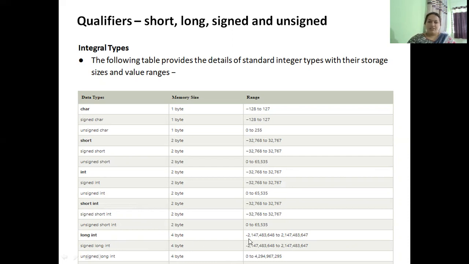You will get the range as minus 2,147,483,648 to plus 2,147,483,647. You should imagine any number within this range can become a value of long int. That's the meaning of this particular range. So for long int and signed long int, this is the range. For unsigned long int, since it takes only positive numbers, the range is 0 to 4,294,967,295.